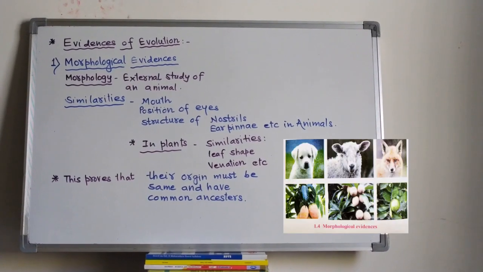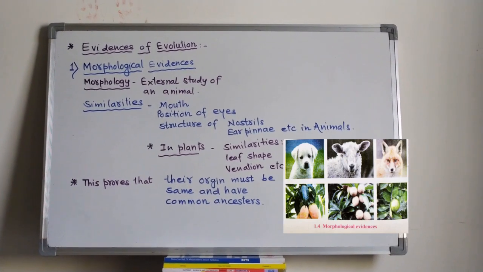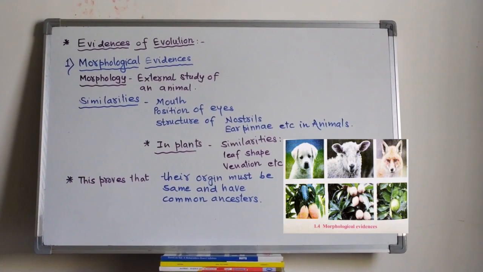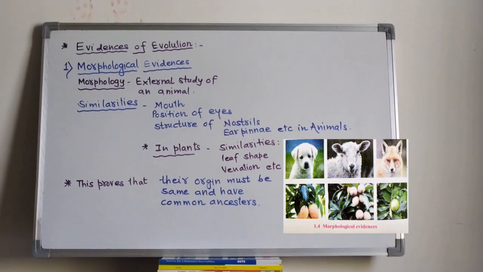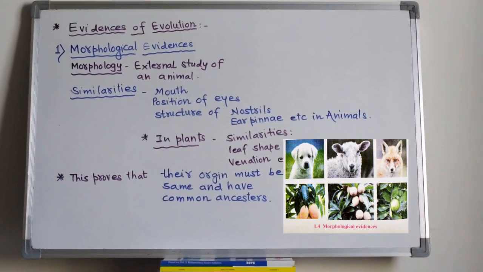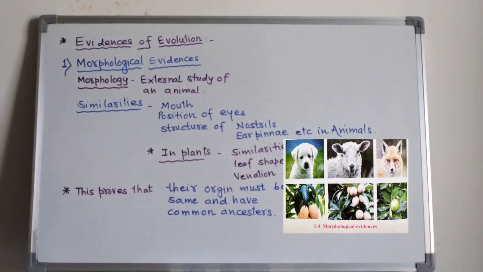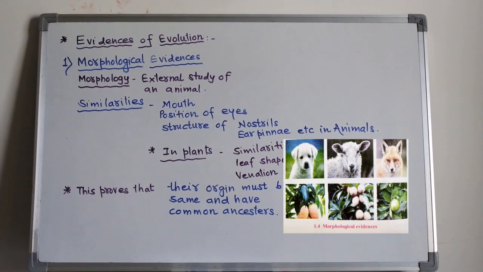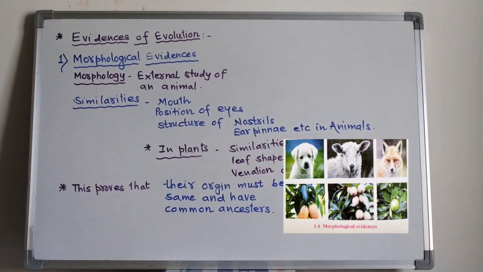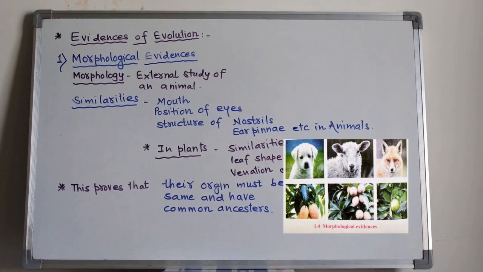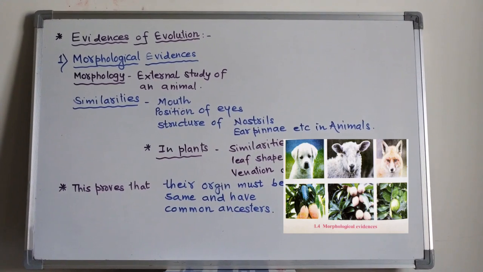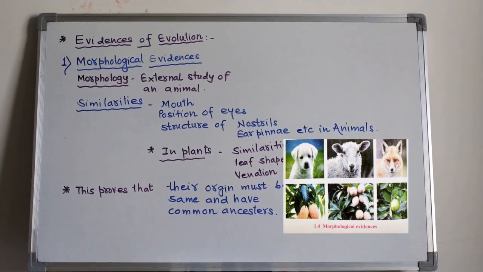Now we'll turn towards evidences of evolution, and from these we will start with the first evidence, that is the morphological evidence. Now we'll see what exactly morphology means. There are two terms which usually come in biology. These are morphology and anatomy. Morphology means external study of an animal, whereas anatomy means internal study of the body parts of an animal.